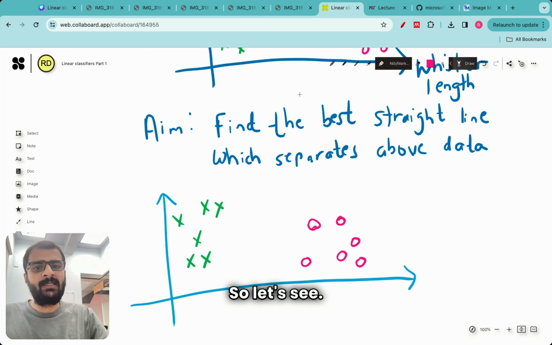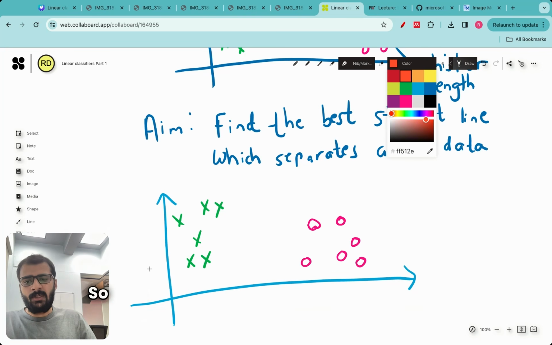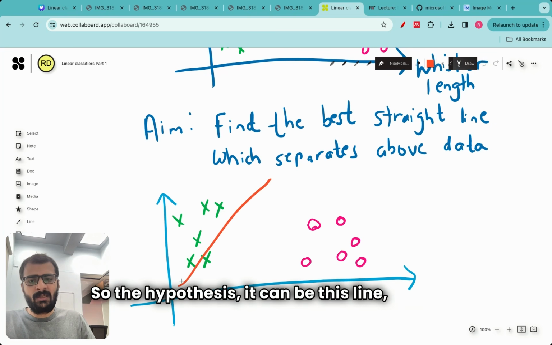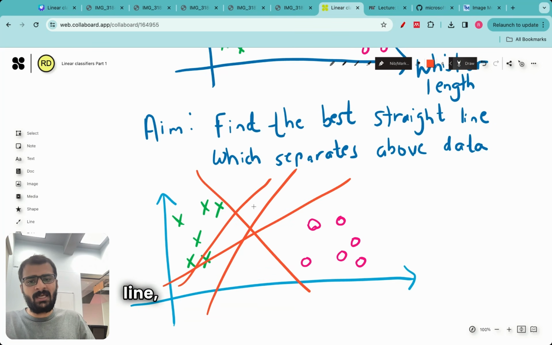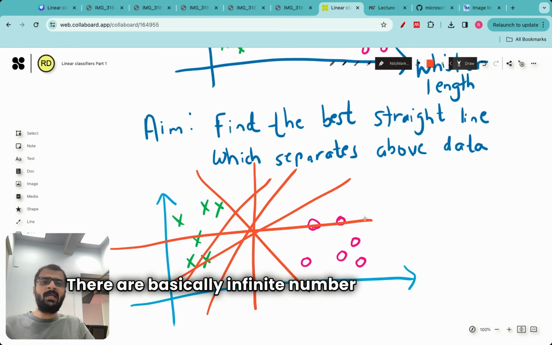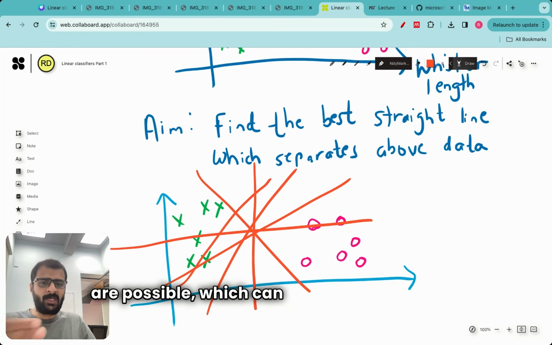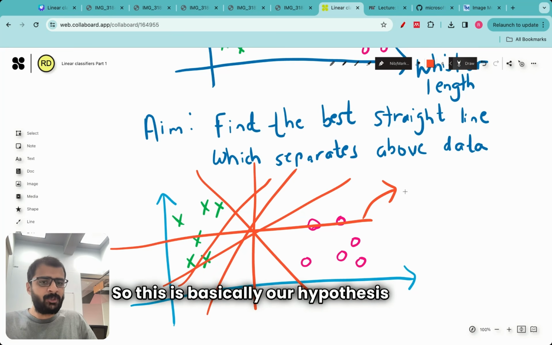Now the hypothesis class is all possible straight lines which can exist. So the hypothesis class can visually look something like this. Let me use orange color for this. So the hypothesis, it can be this line, it can be this line, it can be this line, it can be this line, it can even be this. There are basically infinite number of straight lines which are possible, which can be drawn here, right? So this is basically our hypothesis class.